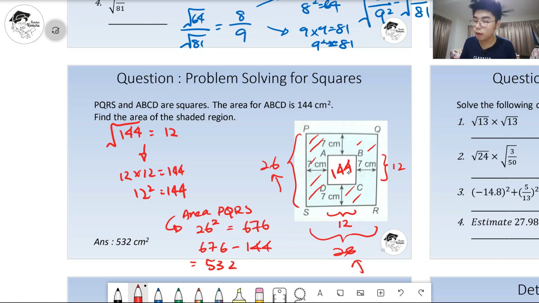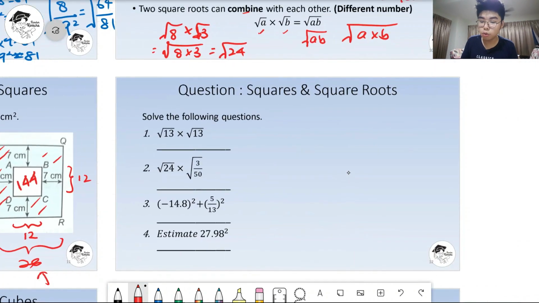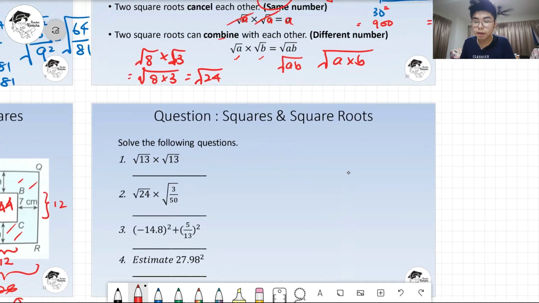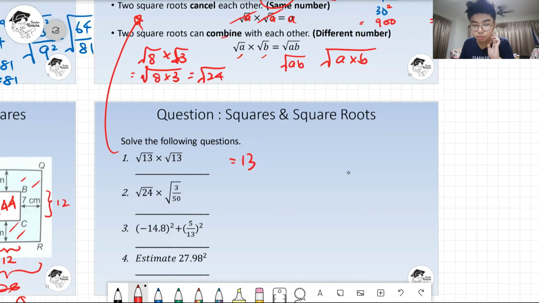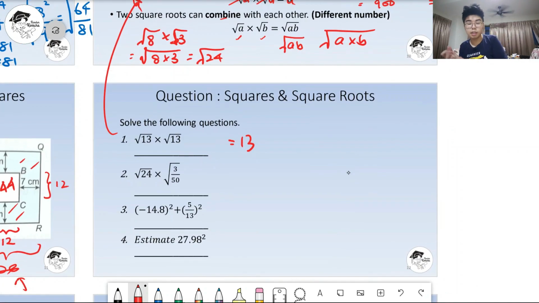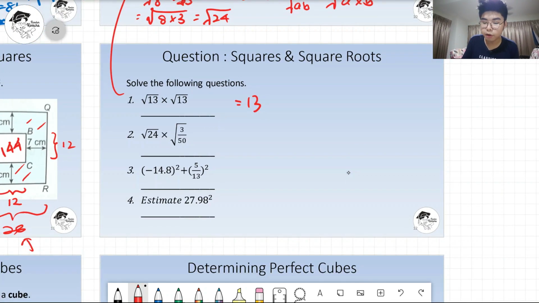Okay? So the next one is just practicing on the rules. Here is the same number, so if you forgot this one, the rule is actually this one. We cancel each other, so your answer will get back 13. And then for the next one, it probably asks you to guess. You can just put in your calculator and guess. And then in the end, let's do number 4 here, it's better.